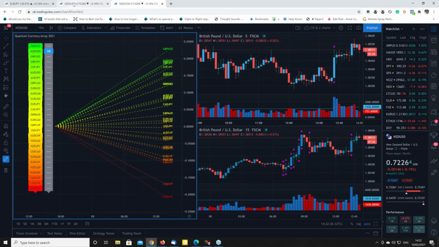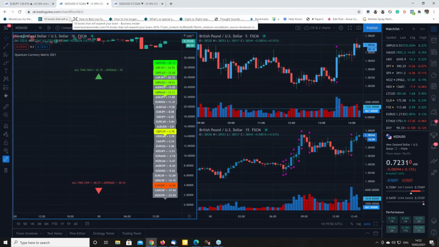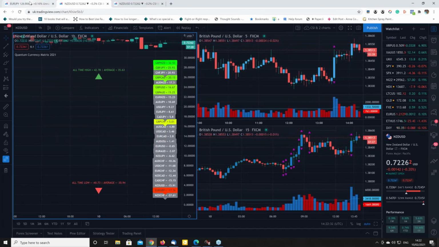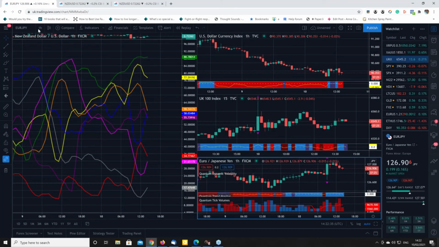So there we go. Those are the indicators that we're developing at the moment. As I say, we've got the currency heat map coming along very soon, and that will be followed by the others as well, the volume point of control and also support and resistance.